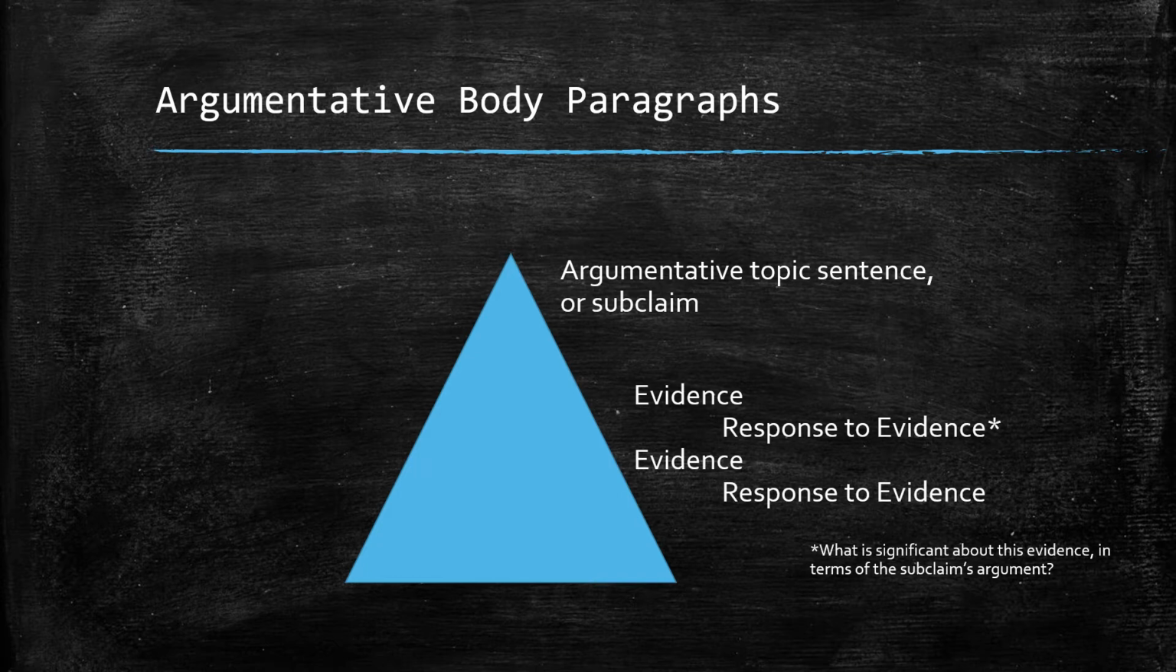It begins more narrow with the argumentative topic sentence or subclaim that relates to the main claim or thesis. And then it continues with evidence from a source or a specific example and response to that evidence, or what is significant about this evidence in terms of the subclaim's argument. You should have at least 2 examples of evidence or specific examples in most argumentative paragraphs, and response to evidence should always follow that.